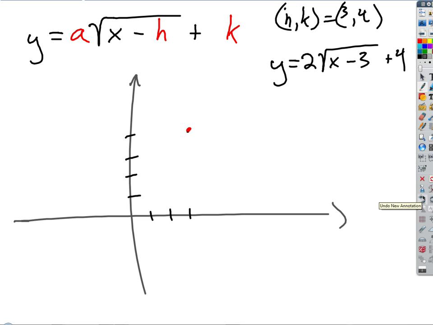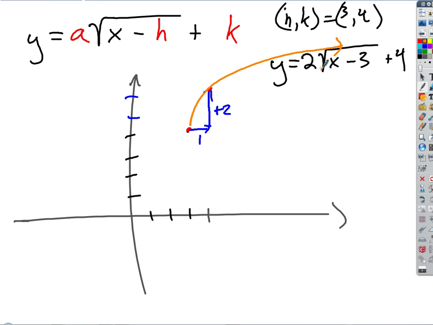What does A tell you? A tells you that if you scoot 1 to the right, what does the function do? Does it go up or down, and by how much? So if A in this case is positive 2, then if we go 1 to the right, we're going to go up by 2. And so there's my second point, and that defines the shape of the curve. Then the curve just starts there and does that. That's it. How simple is that?